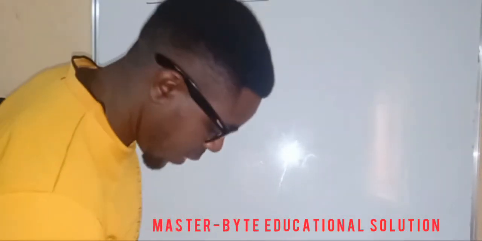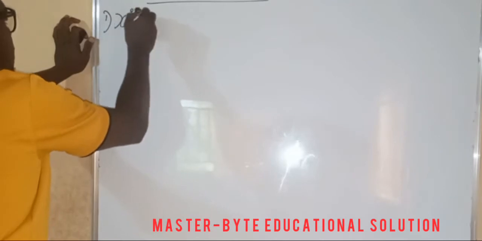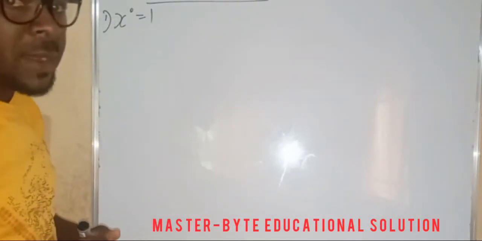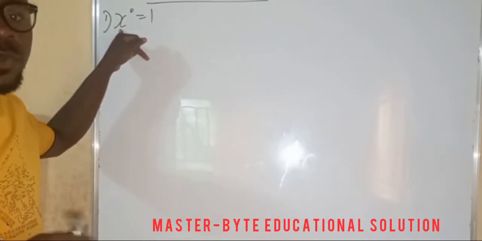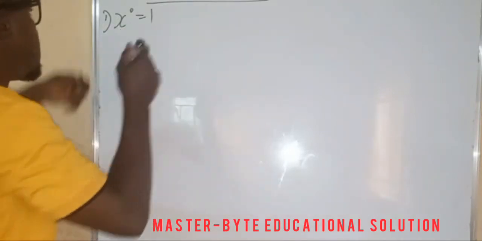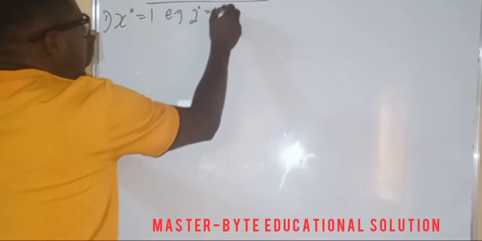Let's go to the laws of indices. The first law of indices says that x raised to power 0 is 1. Meaning that any number or alphabet raised to the power of 0 is 1. Now, the example says 2 raised to power 0 is 1.